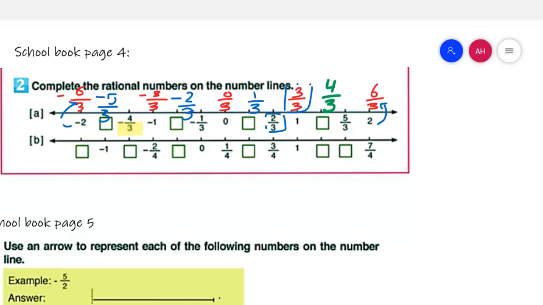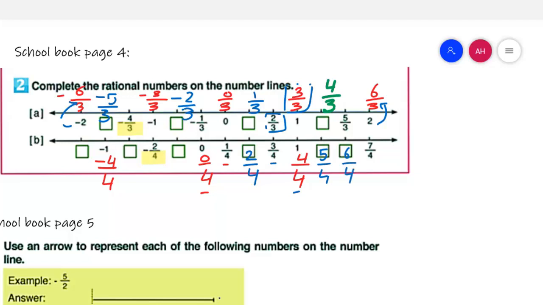Let's go now for number B. In number B, I have my rational numbers with the denominator of 4. So we are going to write all our integers with the denominator of 4. 0 is 0 over 4. 1 is 4 over 4, and negative 1 is negative 4 over 4. Let's go now and see our missing numbers. 0 over 4, 1 over 4, then the missing one is 2 over 4. 3 over 4, 4 over 4, then I have 5 over 4, and then 6 over 4.